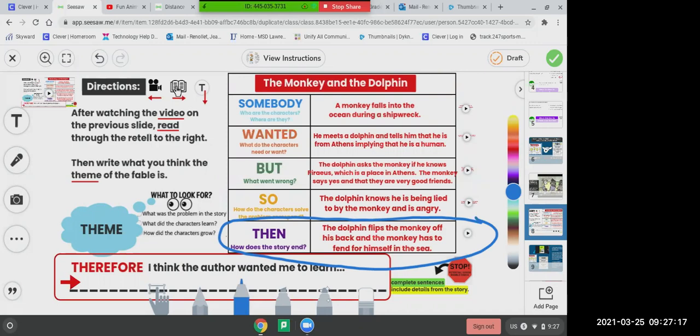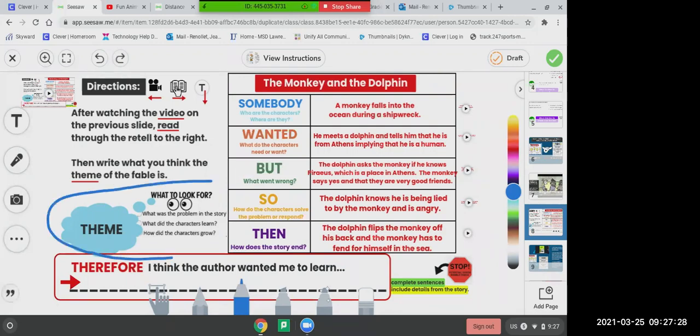Now that we have seen Mrs. Thaxton's plot retell, she has told us all of the important events of the plot. Now we have to think about the theme. What is the lesson or message the author wants us to learn about life?